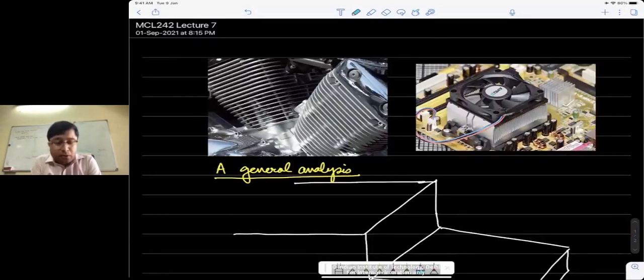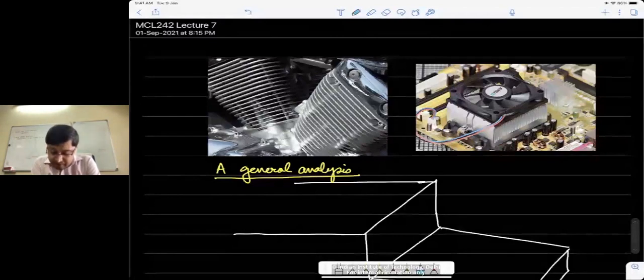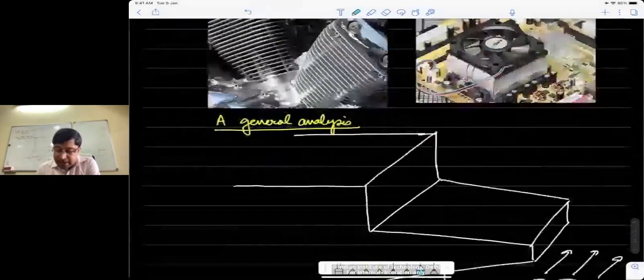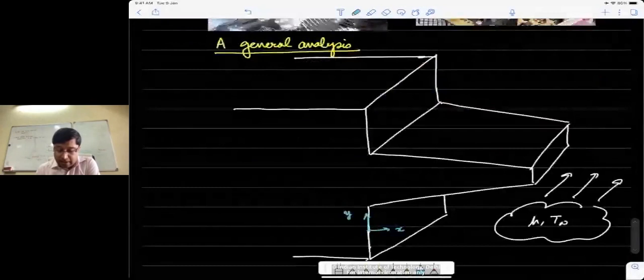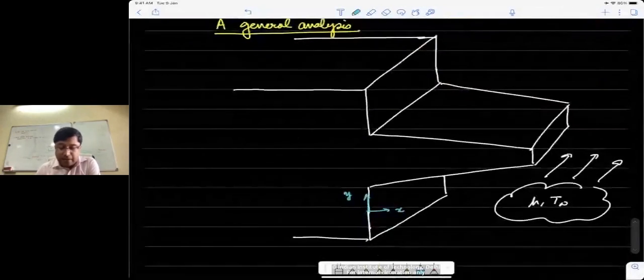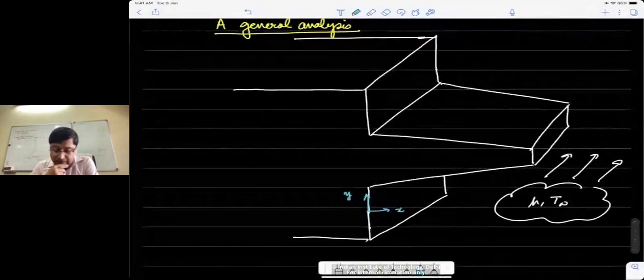We will do some problems in the tutorial which would go into details of the actual calculations. But what I will do today in the lecture is to just set up the mathematics or the treatment required to analyze these fins. So we'll start with a single fin. I'll build up a general analysis, and then we can apply that to any fin geometry. We limit ourselves to simple fins.